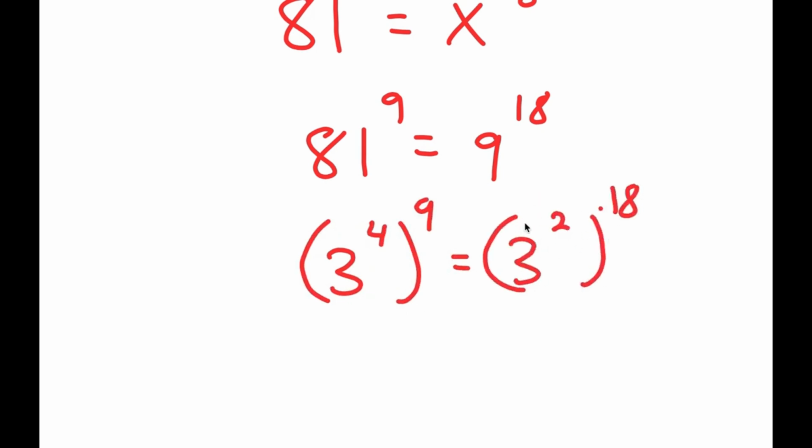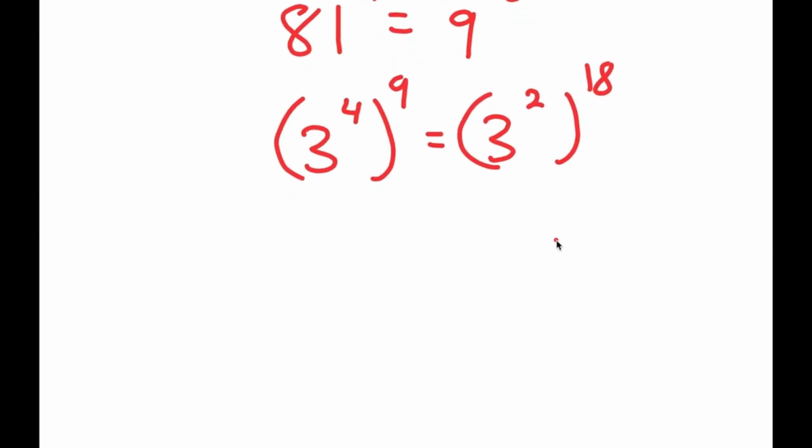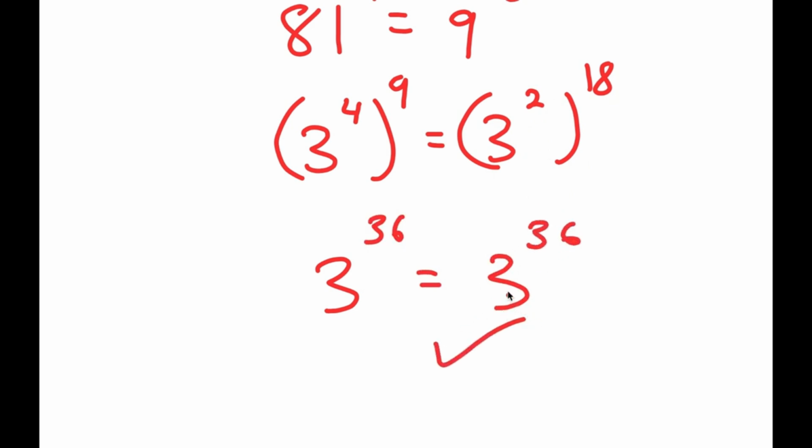So I get 3 to the power of 4 to the power of 9 is equal to 3 squared to the power of 18. And if I have something in the form a to the power of m to the power of n, that's equal to a to the power of m times n. So 3 to the power of 4 to the power of 9 is equal to 3 to the power of 4 times 9, which is 3 to the power of 36. And this is equal to 3 to the power of 2 to the power of 18, which is equal to 3 to the power of 36 as well. So this is right.